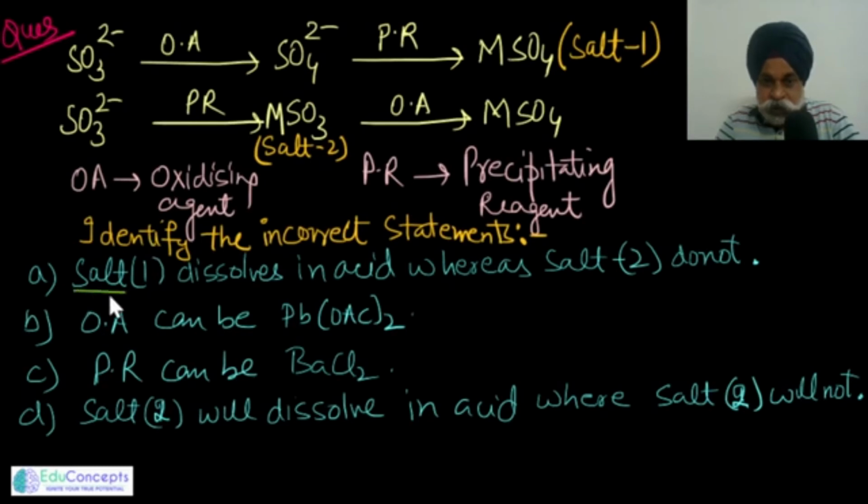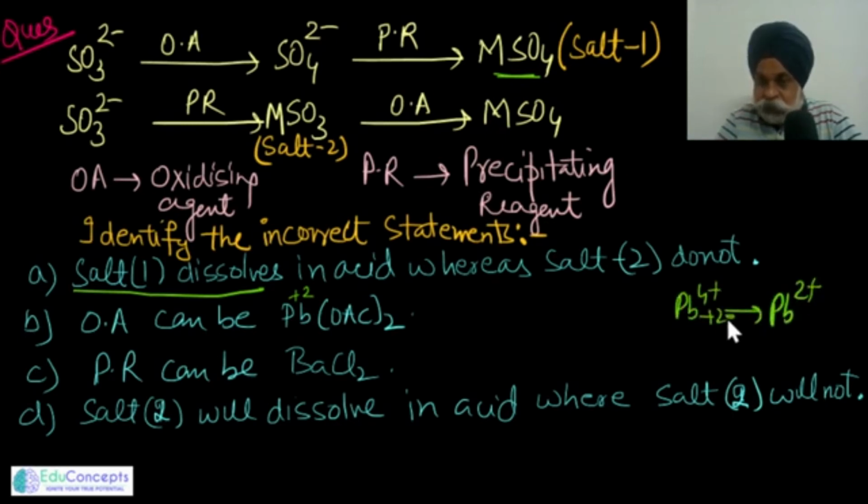Options are saying salt 1 dissolves in acid. This is salt 1. Whereas salt 2 does not. Okay, fair enough. Oxidizing agent can be lead acetate. Lead here is in +2 oxidation state. Had it been lead 4 positive, lead 4 positive salts are oxidizing because of the inert pair effect. Lead 4 wants to go to lead 2 positive due to inert pair effect. But lead acetate would not be acting as an oxidizing agent. In fact, it is a precipitating reagent.